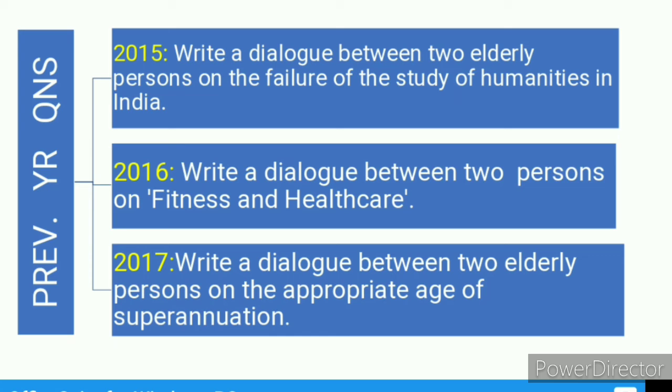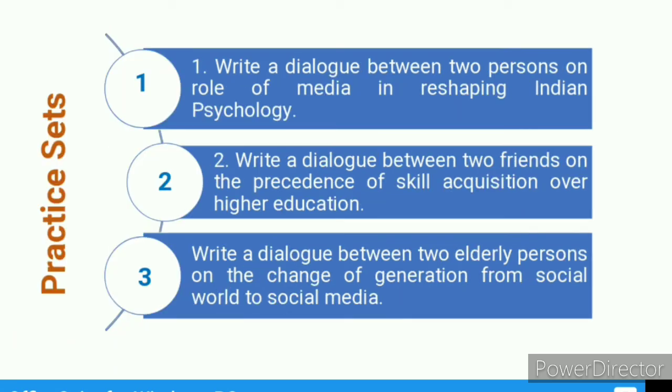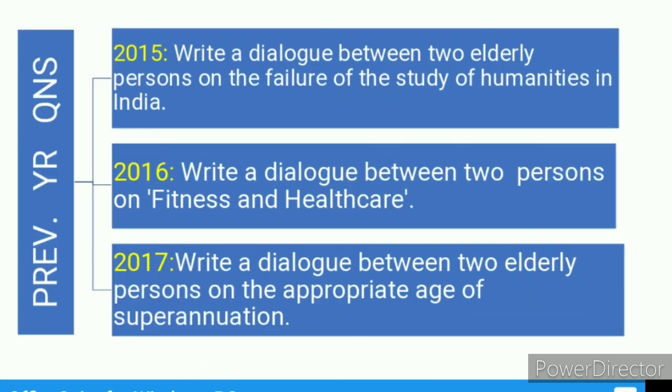Now let's talk about the previous year questions. Write a dialogue between two elderly persons on the failure of the study of humanities in India. So these days people are choosing science over humanities. So you have to write a dialogue between two elderly persons on the failure of the study of humanities. This we can do as practice at our home before going for the mains.